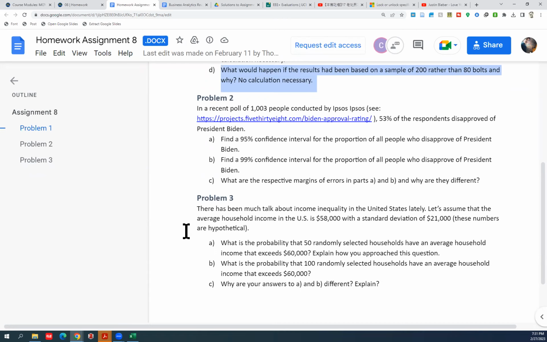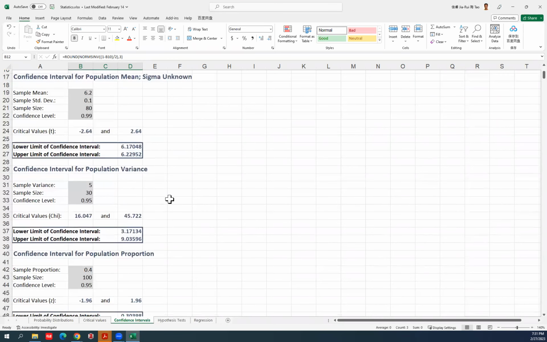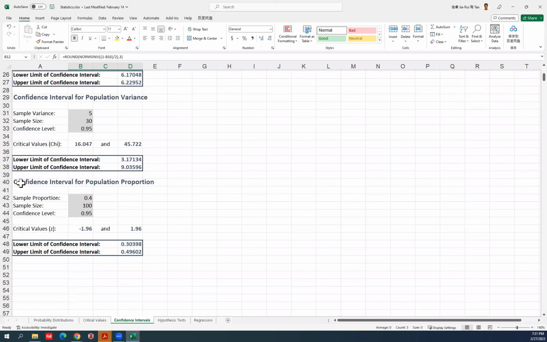Okay, now for this, how did you try to attack this question or these 3 questions? Any tentative answers for part A? Compute the confidence interval for population proportion using the statistics Excel sheet. Okay, it seems you found the right block to calculate it. We have this one, that's the last one in the confidence interval sheet.